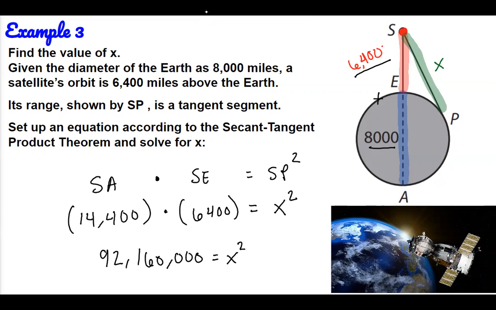All right, now I have an x squared. How do I get rid of that x squared? Square root. My inverse of squaring is square rooting, so I get x equals, what is this? 9,600. So my value of x is 9,600. Not too bad, huh? And we had a real-world application here.